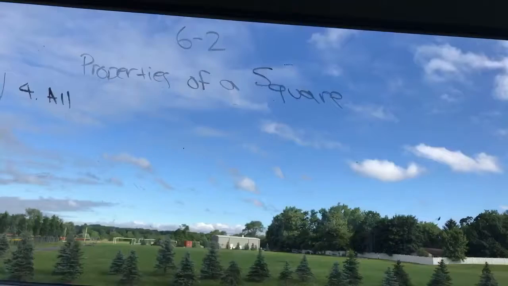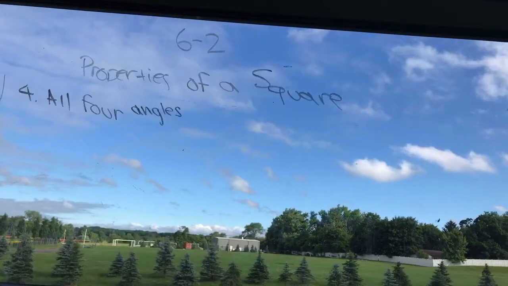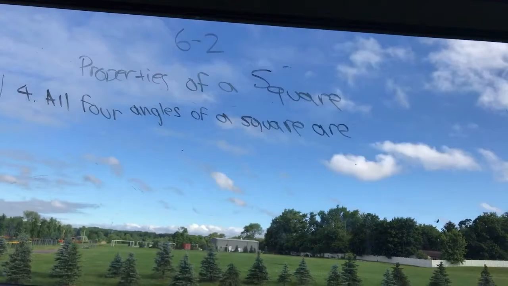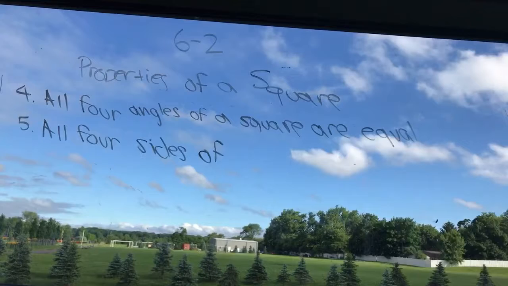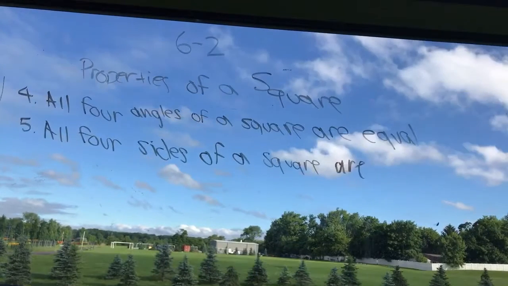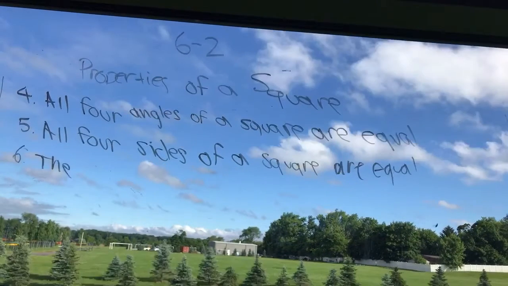All four angles of a square are equal. All four sides of a square are equal. The diagonals of a square are all equal.